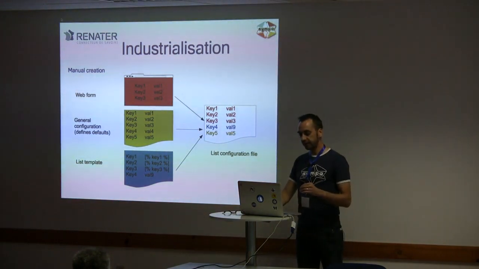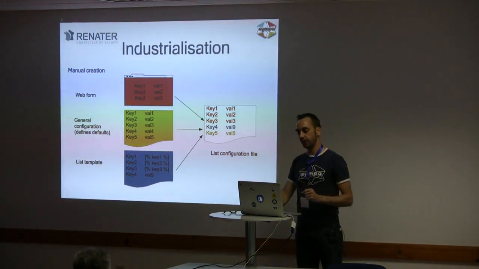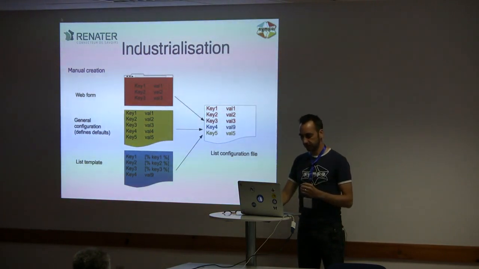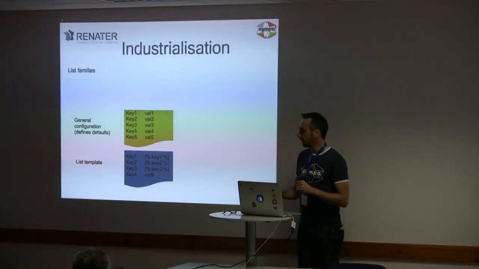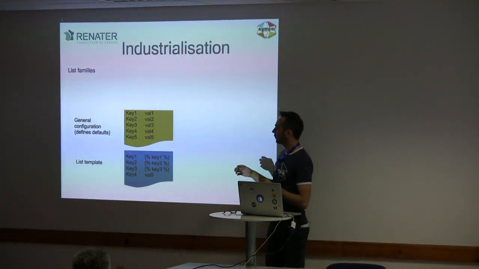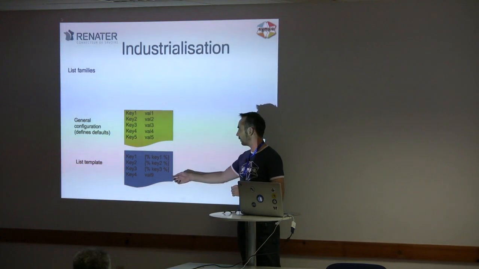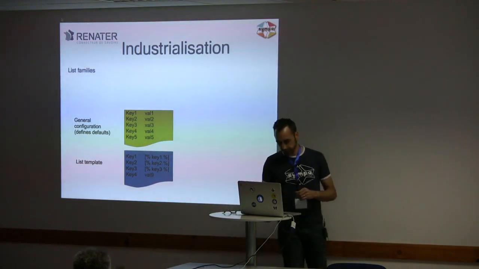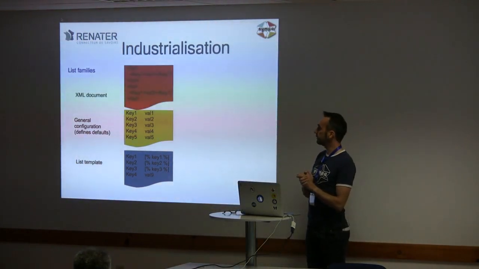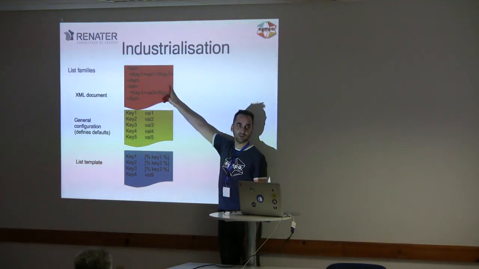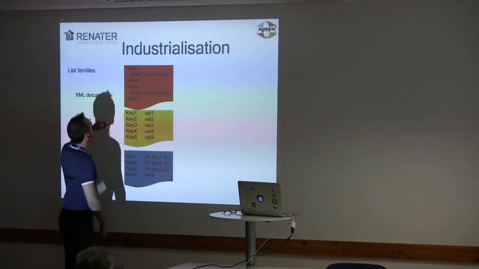If you want to industrialize it, we are using list families. What is a list family? A list family, on the file system, looks like a standard list template. It also has a template for the config file. But there is also an XML document. This document will define the list family. Look at how it looks.